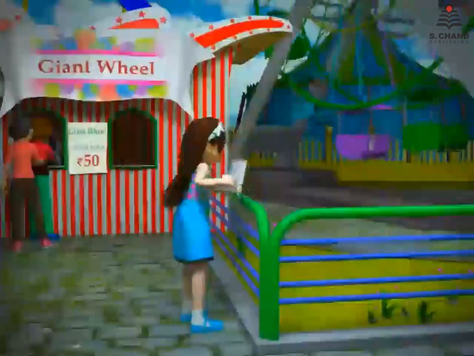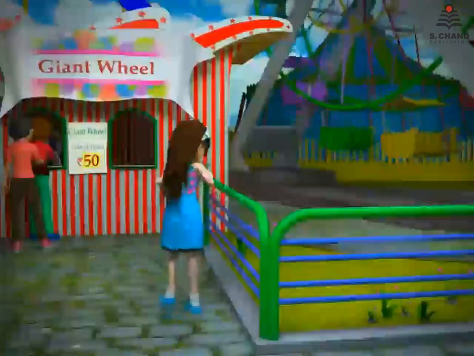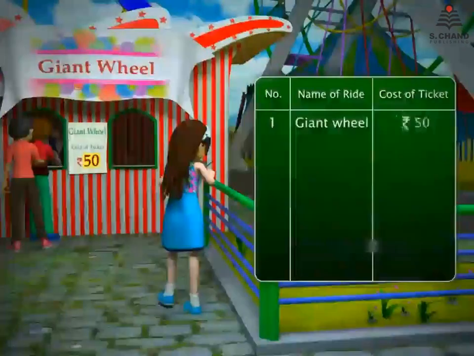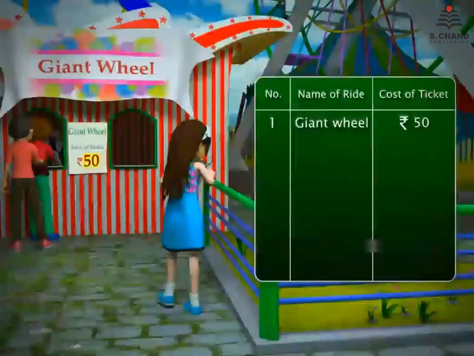The first ride is the familiar giant wheel that we see at every carnival. A ticket for the giant wheel ride costs rupees 50. Let us enter it in our table and move on.